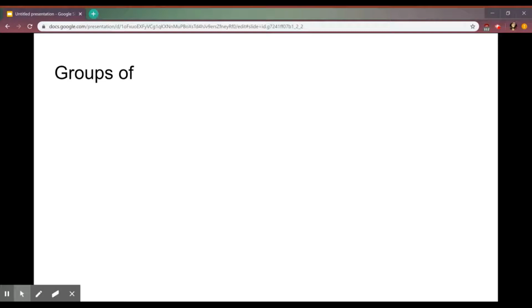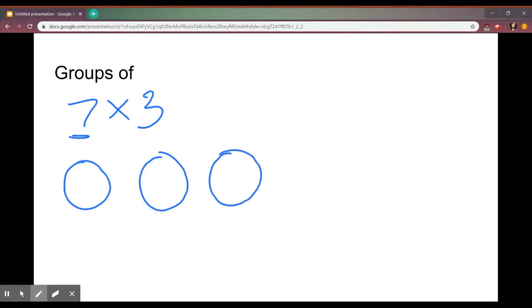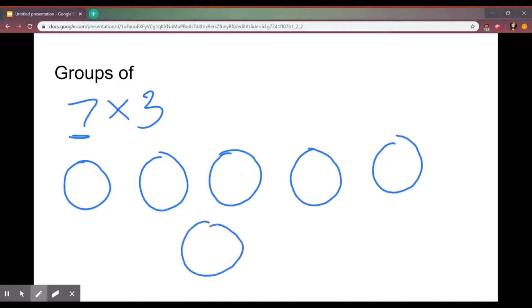Another strategy that you can use is groups of. So say we had 7 times 3. This is very similar to repeated addition, but it allows it to be a little more visual if you like drawing the problems out. What we do with groups of is we take our first number, which is 7, and we're going to draw 7 groups. So I have 1, 2, 3, 4, 5, 6, 7. Okay. Let me erase those dots.